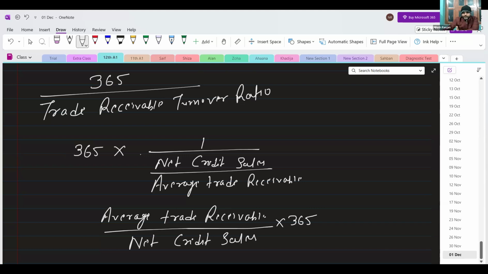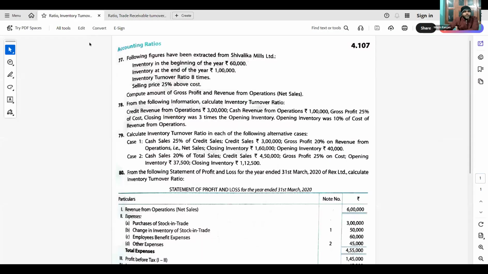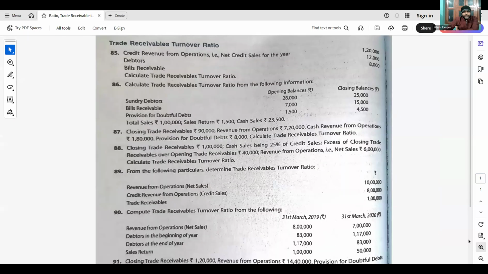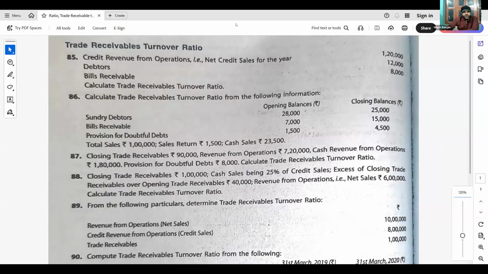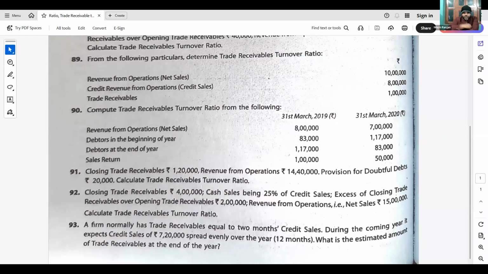Now the question part. Before starting the question, tell me if you have any confusion, any doubt, anyone. No, sir. Okay, that's good to know. Now this is trade receivable turnover ratio. If you are seeing the quotient, it's visible.